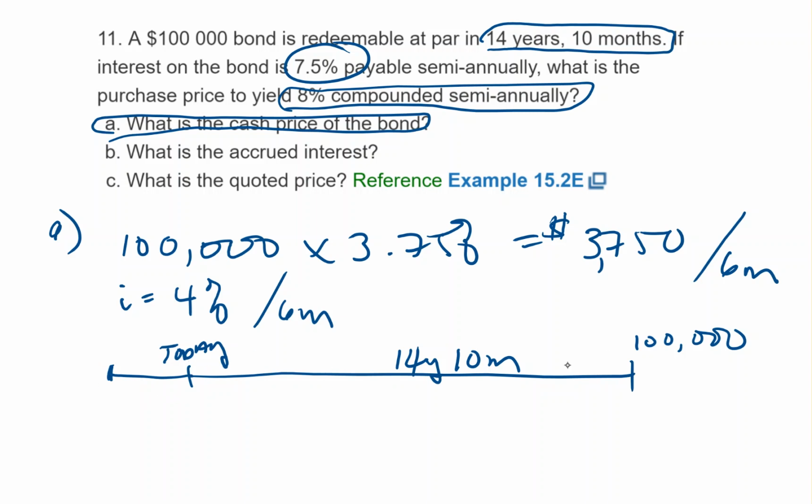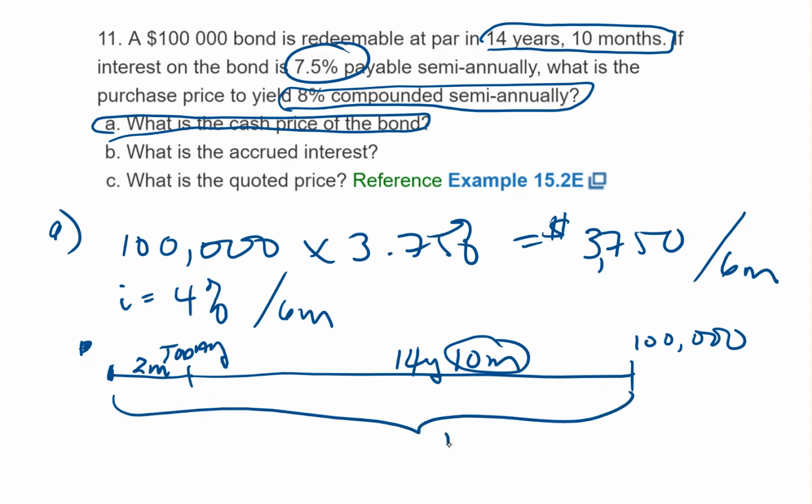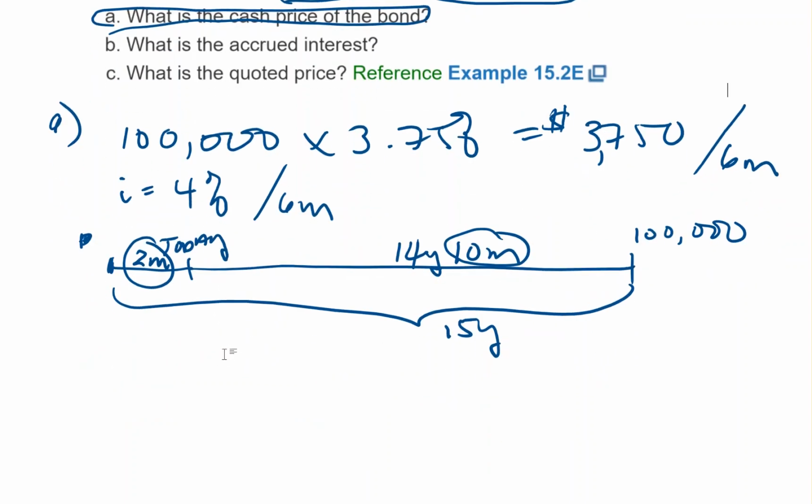So if this is 14 years, 10 months, there must be 2 months here to make 15 years all the way along. That has to be 2 months to make up the next half year. So that's the interest date. From here to here is 15 years; I need the 2 months to make up the extra 6 months. Once we know that, I can compute the market price.